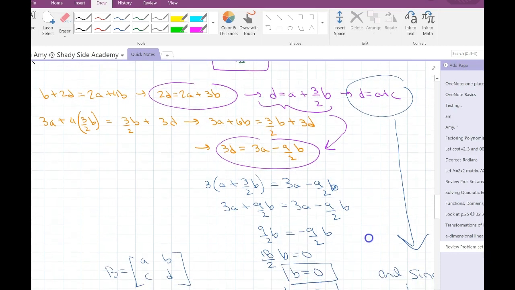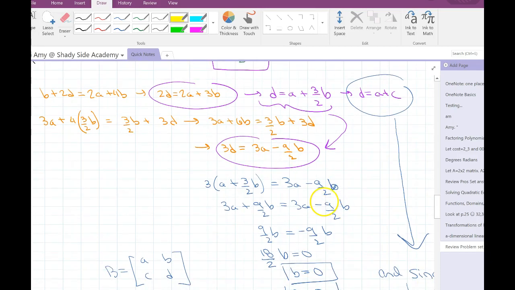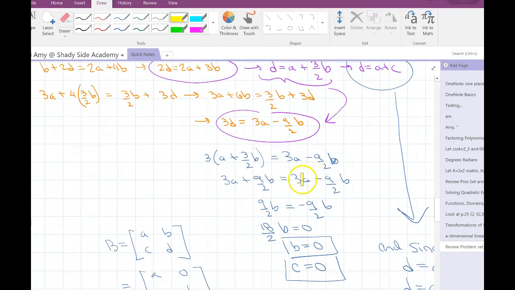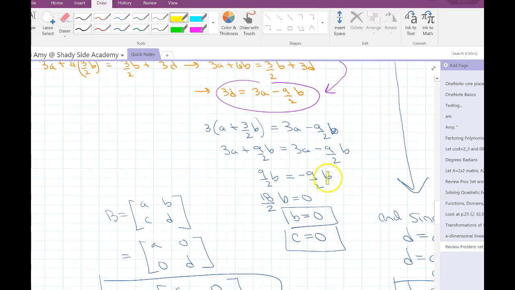And then this is just me solving, follow, follow, follow. So then I get 3A equals, and so on. The 3A's cancel. I have 9 halves B equals negative 9 halves B, right? Or 18 halves B equals 0, so B equals 0 and C equals 0. Didn't this work on your paper? Why couldn't I find it, Jeannie and Nick? Did you find it? Send me an email because I want to know what happened. Okay, so B equals 0 and C equals 0.